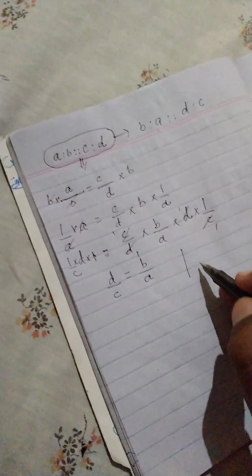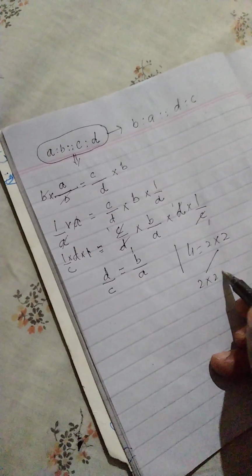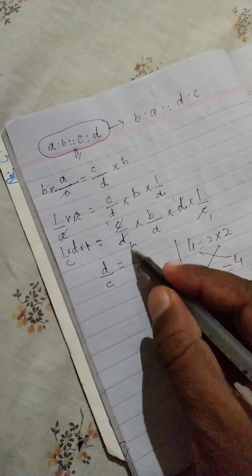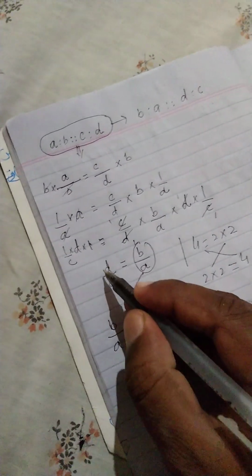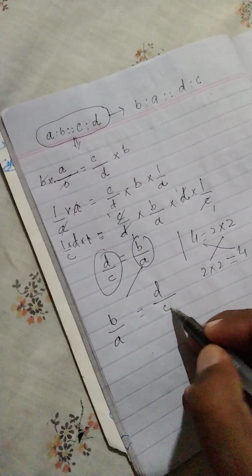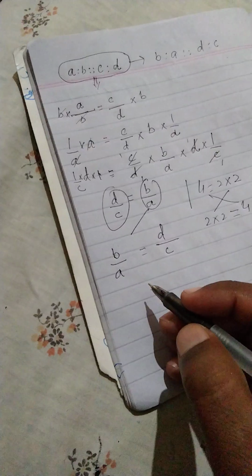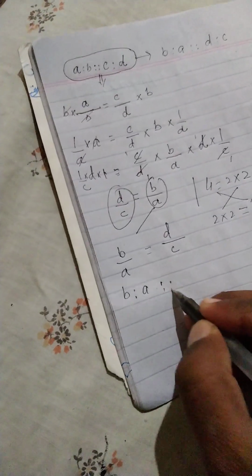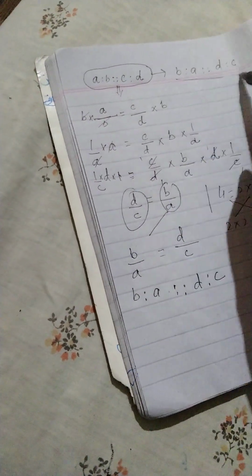So if I say that 4 is equal to 2 multiplied by 2, it means that 2 multiplied by 2 will be equal to 4. In the same way, I can write this side B over A is equal to this side D over C. So in a ratio, I can write this as B is to A, D is to C.